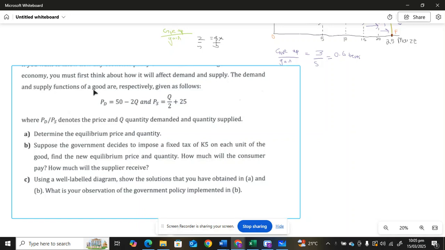Okay, the demand and supply functions of a good are respectively given below. PD, remember PD, the price the buyer is paying, was 50 minus 2Q. And PS, the money the supplier is receiving, Q divided by 2 plus 25 kwacha, where PD and PS denote the price and Q the quantity demanded and quantity supplied. Determine the equilibrium price and quantity.